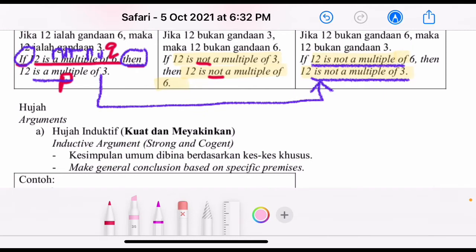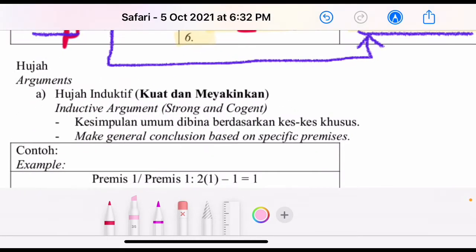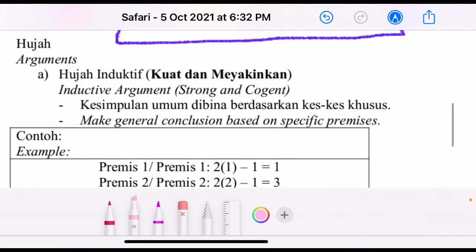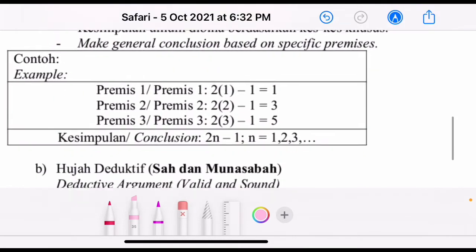For the next topic, let's have a look at arguments. In mathematics, for arguments we have two types. One is the inductive argument, which can be strong or weak, and the other one is called deductive.